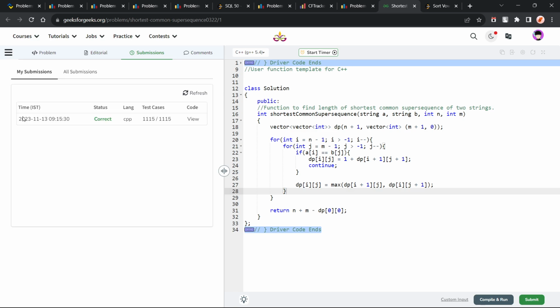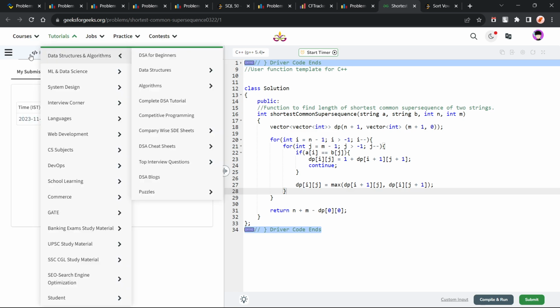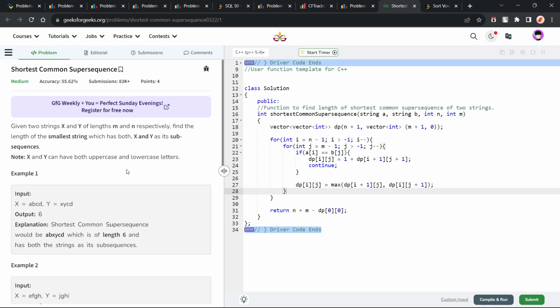So you see, this is my first attempt, right? I'm solving all these problems live, and it is not like I've solved this problem earlier.